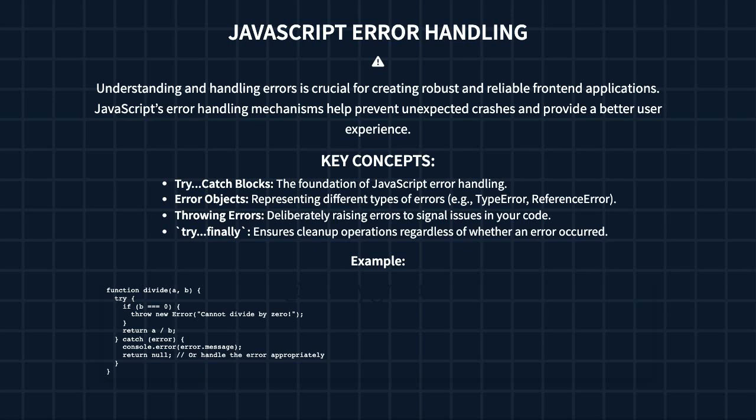We also have error objects, which are different types of errors that tell us more about what went wrong. Throwing errors is a way to deliberately signal issues in our code. And finally, try-finally blocks guarantee that certain cleanup actions will always happen, such as closing connections or releasing resources, whether an error occurred or not.